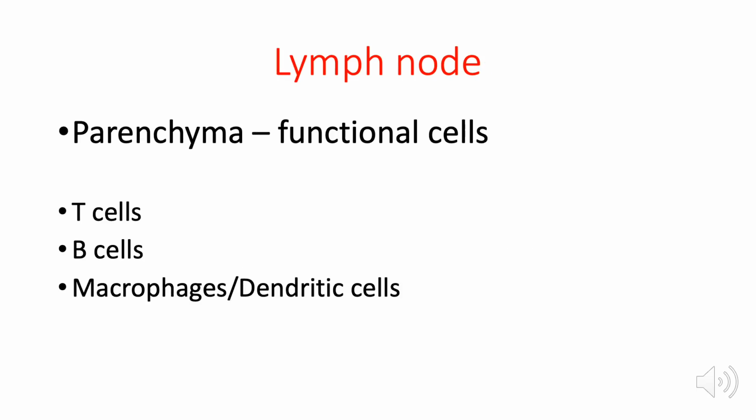Just like the other organs of the lymphatic system, the lymph nodes have parenchyma and stroma. The parenchyma always involves the functional cells. We have the T cells and B cells. And for the T cell to be activated, for it to activate B cells, you must also have the presence of antigen-presenting cells in the form of dendritic cells or macrophages.